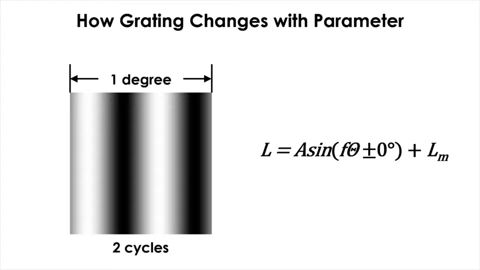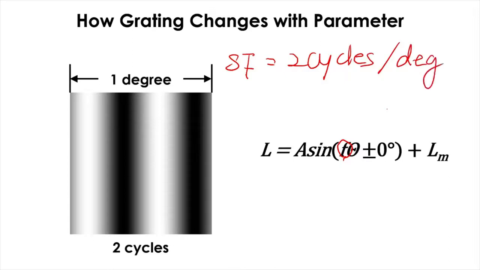I'm going to just show you how grading changes with changing parameters. So here we have the original sine wave grading having two cycles per degree, which is the spatial frequency of this grading. So that is actually F. That is the spatial frequency of this grading, two cycles per degree. Okay, so cycles per degree is the unit of spatial frequency.